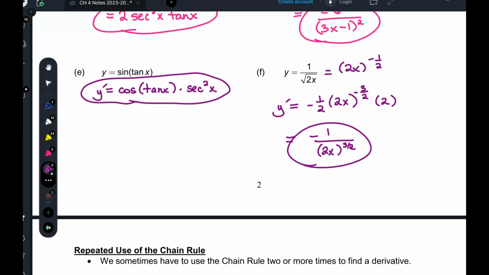Could we simplify that to like the square root of 2x? Sure. If you prefer, you can write it as the square root of 2x to the third, or put the 2x to the third in the radical. All of those are fine.